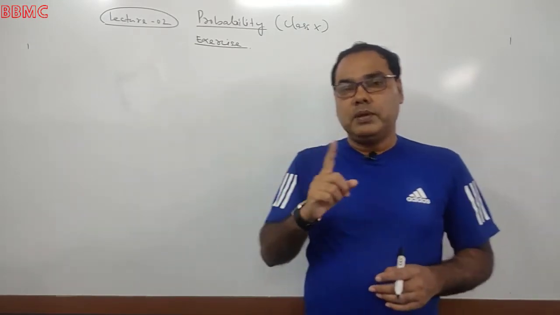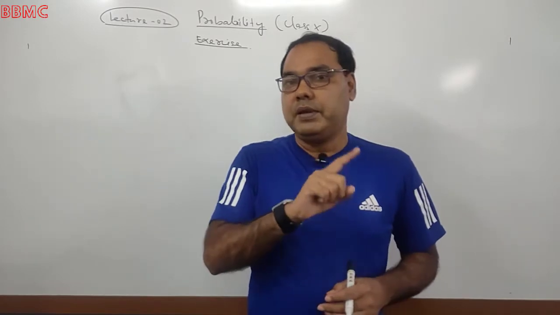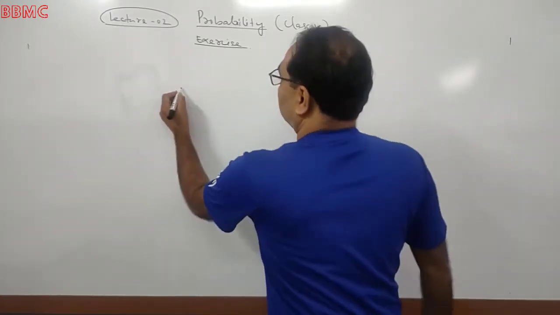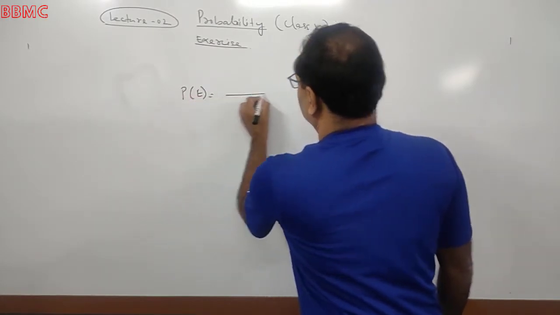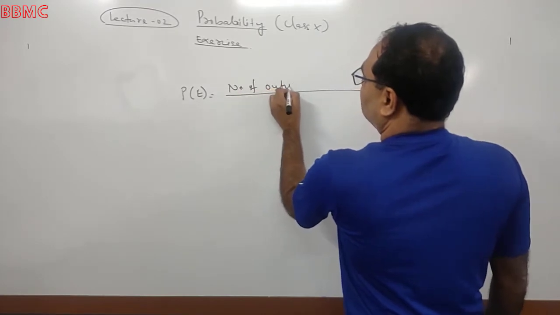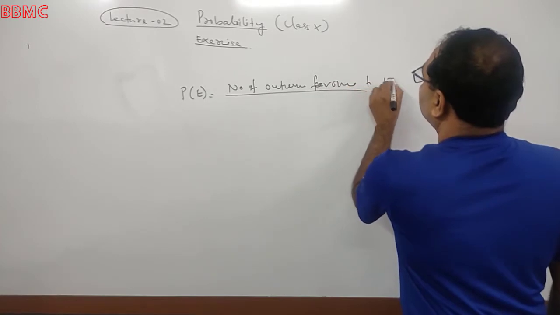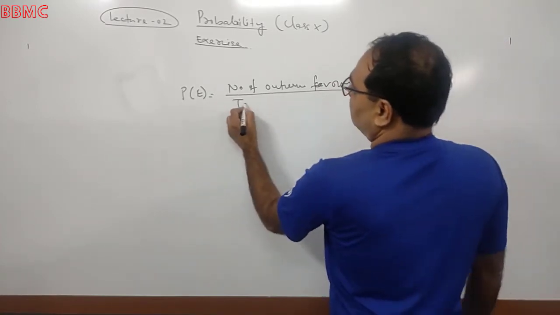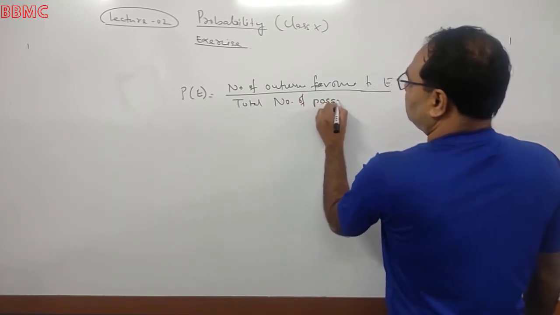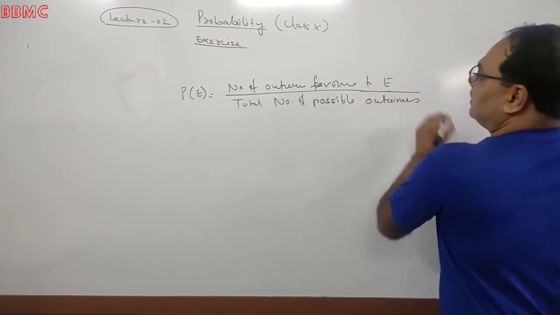So what problem have we been given? Before that, we need to know what the definition of P(E) is. Everybody must remember the definition of P(E). What is P(E)? P(E) is equal to the number of outcomes favorable to E divided by the total number of possible outcomes. This is the main definition.